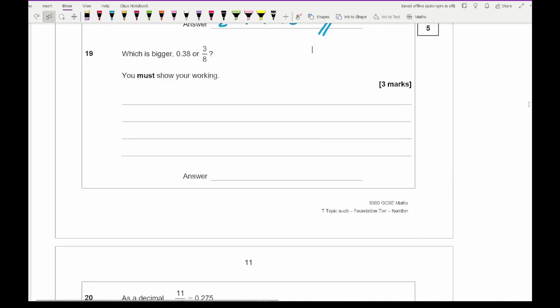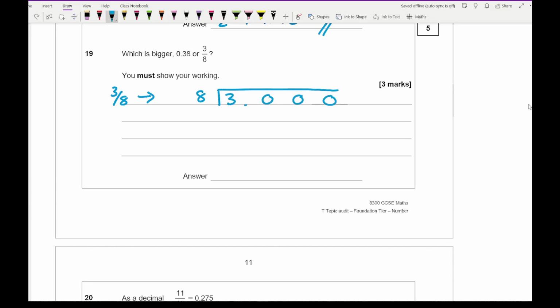Moving on to question 19, it says which is bigger, 0.38 or 3/8. Now for this, when you're comparing decimals and fractions, you want to convert them so they're both the same. You can either convert 3/8 as a fraction or 0.38 as a fraction, or you convert 3/8 into a decimal. For this, I'm going to go for 3/8 into a decimal. So that's going to be 3 divided by 8, and I'm just going to add a few zeros because I know it's going to be a decimal number.